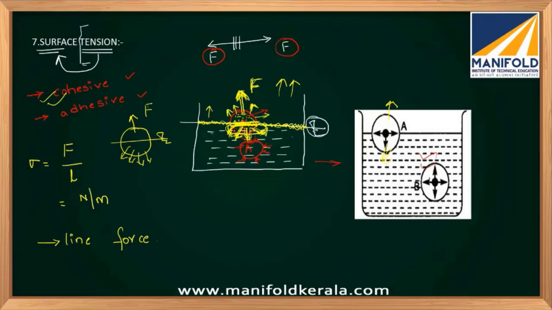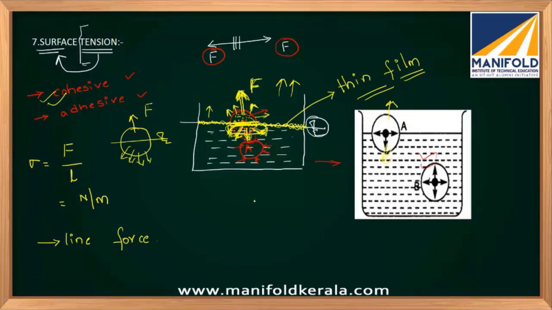So what happens is there will be formation of a thin film. Why will there be the formation of a thin film? There is some tension in between. The upward force and the downward forces are getting balanced. Upward pull force, or tensile pull force per unit length, is called surface tension.